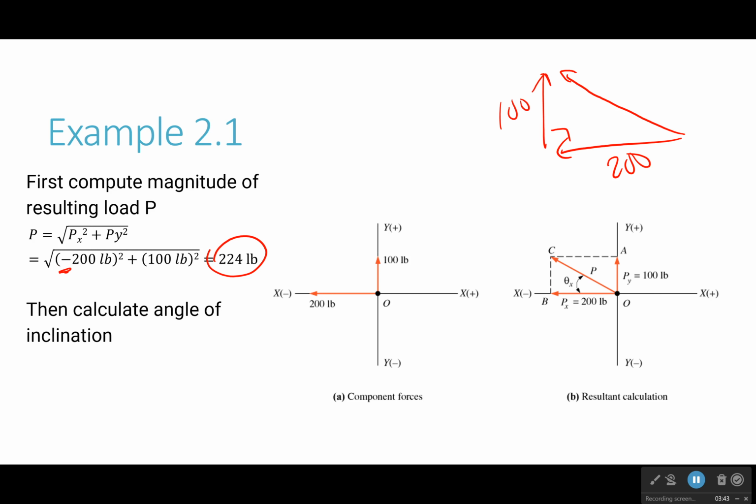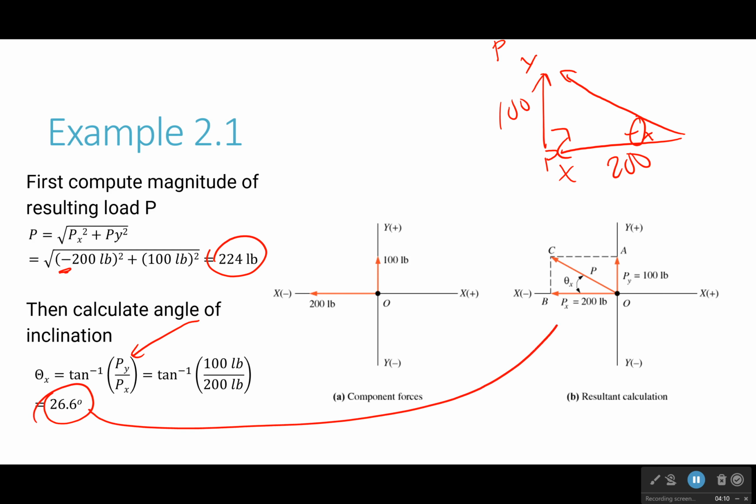Okay, now what's the angle of inclination? Well, we're going to use tan to the negative first, of opposite over adjacent. So you see that this is the y direction right here. This is the x direction. They also called it Px and Py. So if this is the angle I'm looking for, which it is, opposite over adjacent would be Py over Px, which is what we get right there. And so that'll be 100 pounds over 200 pounds, which comes out to be 26.6 degrees, which at least in this case does visually match up.